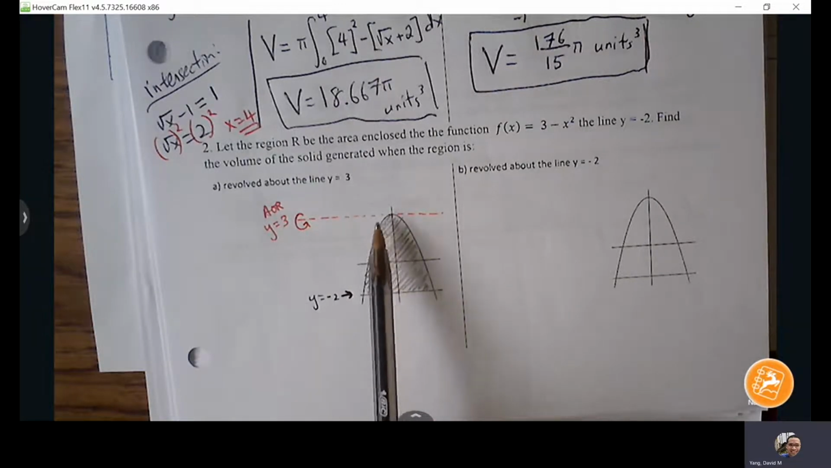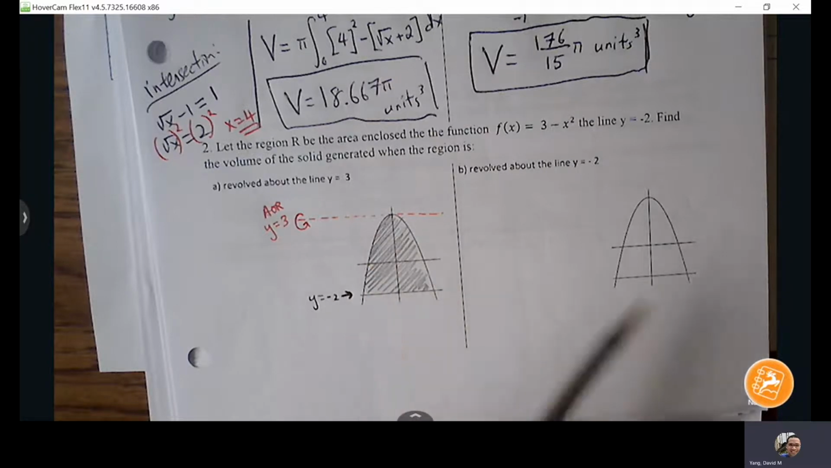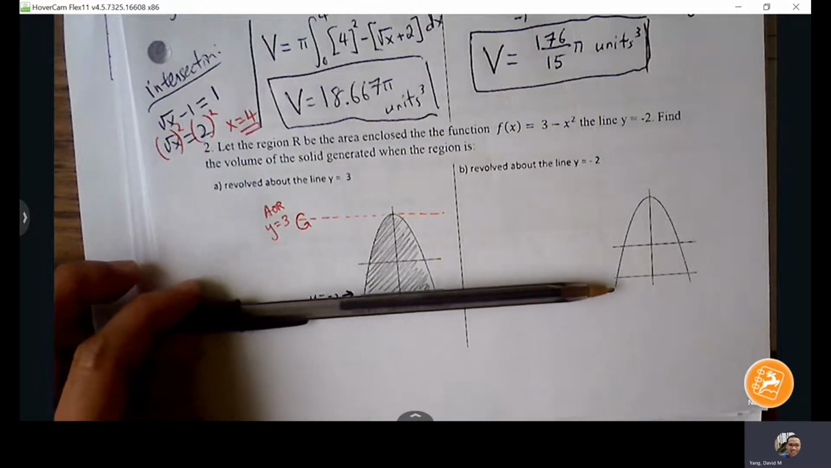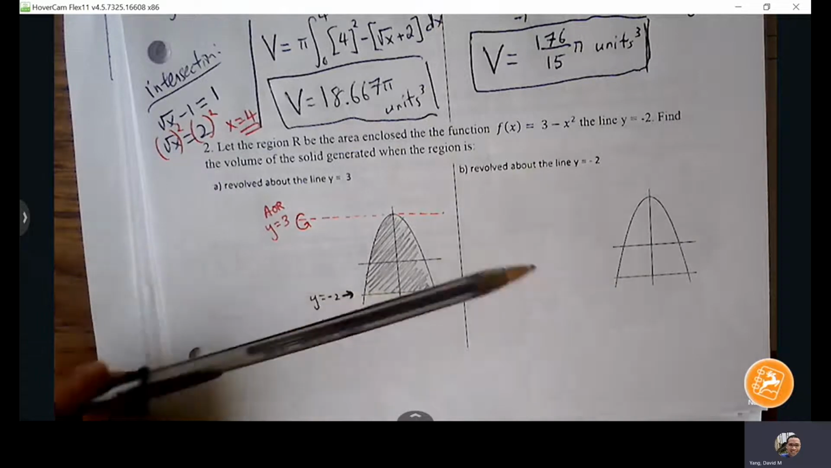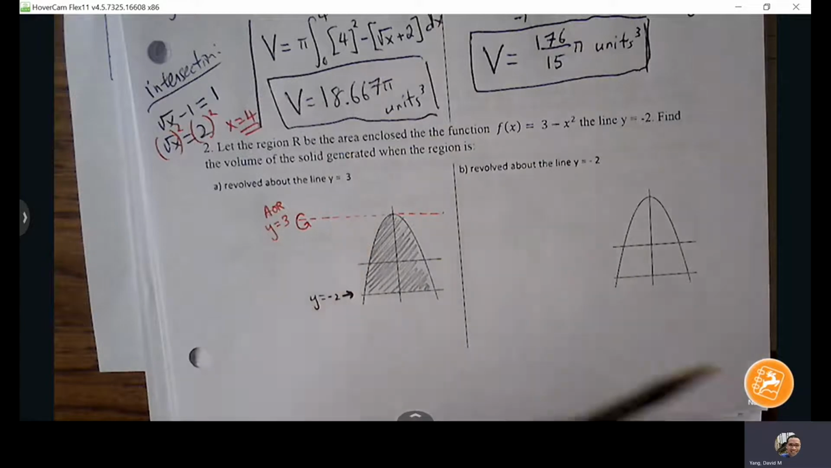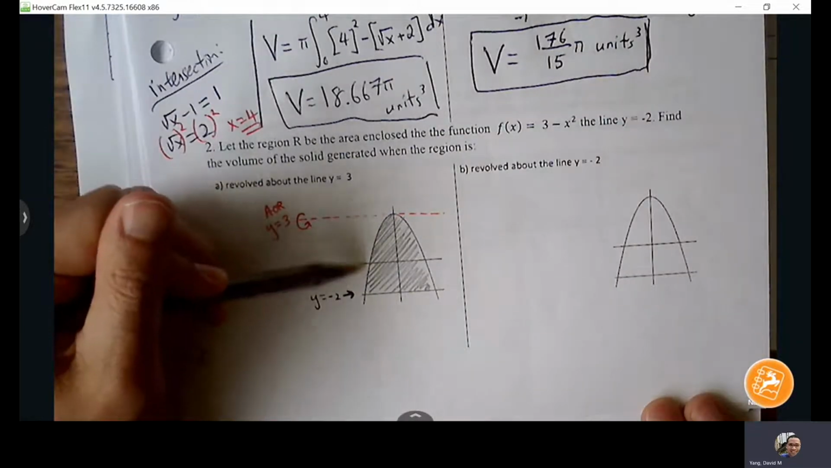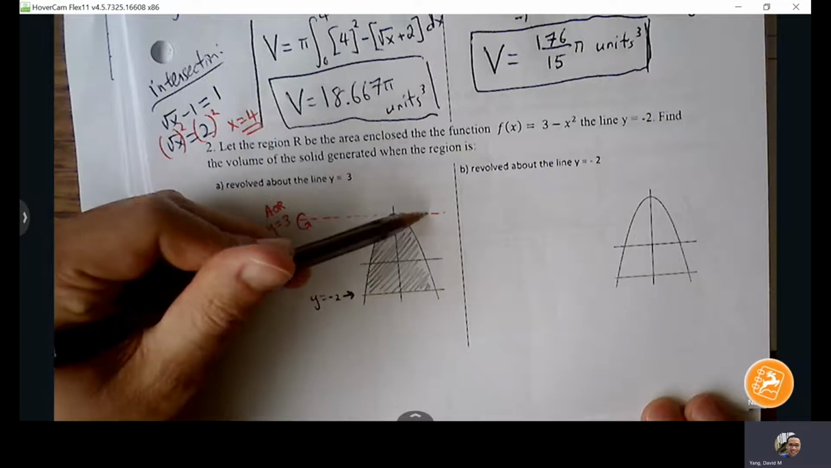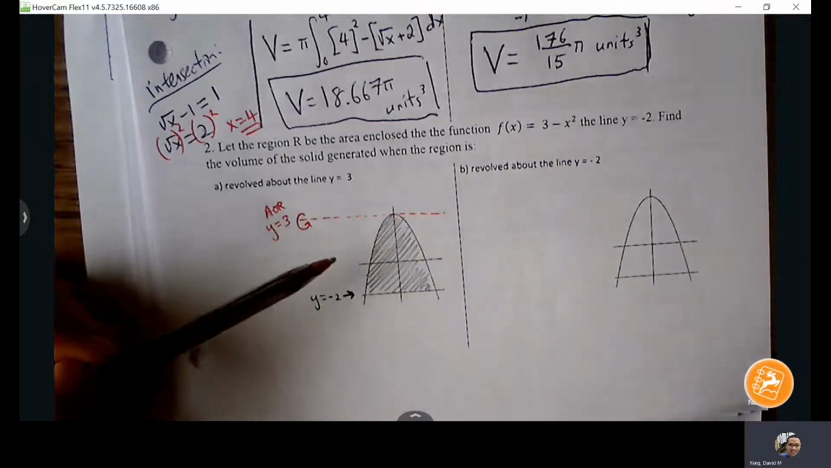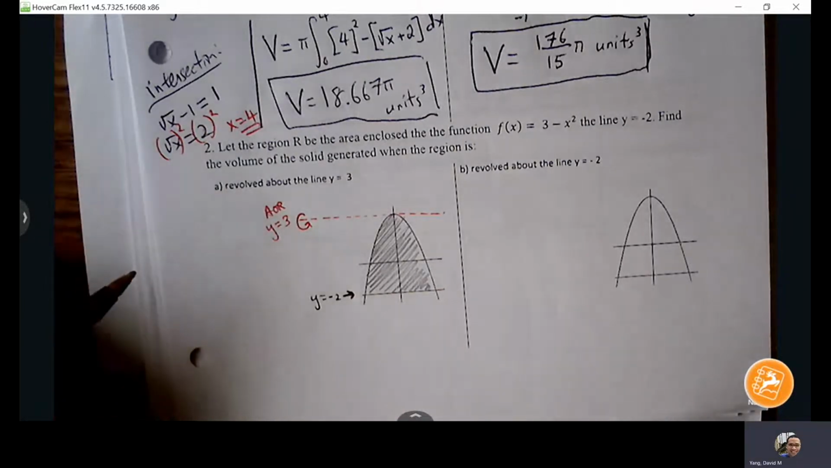Disc method is if your dotted line is up against the flat surface of the shaded region, right? So the only place it's going to happen is if it was right at y equals negative 2, then if the dotted line is here, then yes, that would be disc method. But here, it is touching, but you see all this gap here, right? You see this gap that we have to basically subtract out. All this is going to create a hole in the graph, so we have to subtract that out.